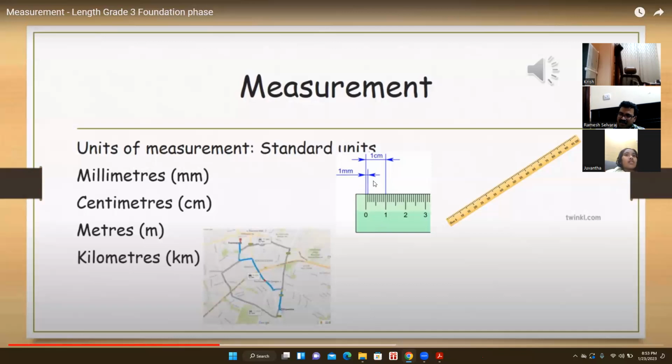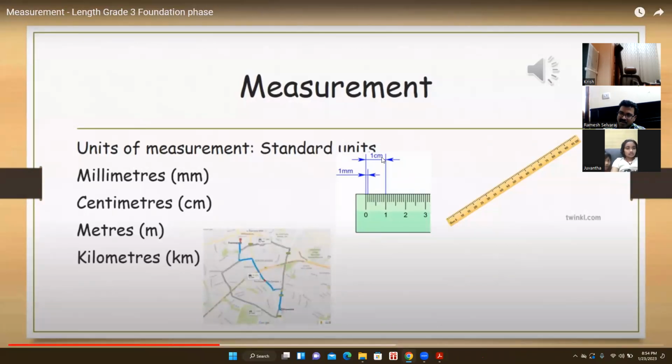Are you able to get the difference between millimeter and centimeter, and how many millimeters will be 1 centimeter? Are you able to relate? 1 centimeter, that will be 10 millimeter. Yeah, correct. See, this is 1 centimeter. In this 1 centimeter, there are 10 small lines. Each small line is 1 millimeter. So 10 millimeters, if you add up, will be equivalent to 1 centimeter, right?